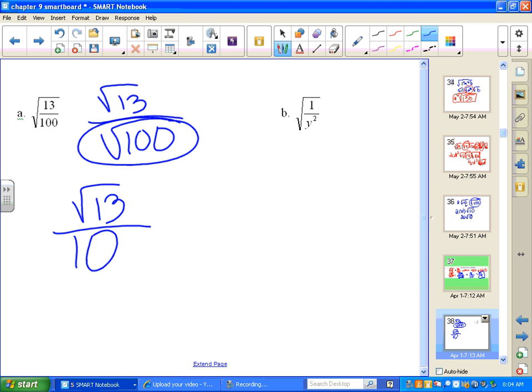Letter B, square root of 1 over y squared. Split it up into square root of 1 over square root of y squared. Emma H, what does that simplify to? What's the square root of 1? 1? Oh, man, we're all losing it today. Emma H, what's the square root of y squared? Good job. Now you're good. You're back with us.